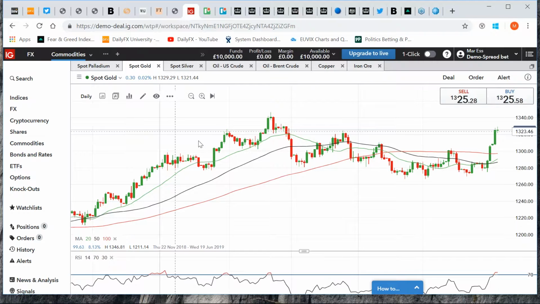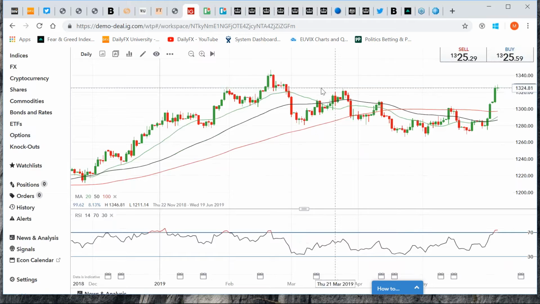Gold, incidentally, note, is now at its highest for around 3 months. It was back at these levels towards the end of February. So March, April, May, yeah, it's over 3 months it's been at these levels. So that's quite a negative signal for market sentiment generally, I would say.